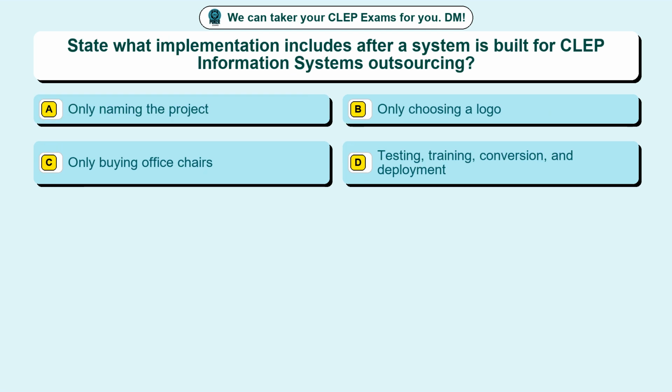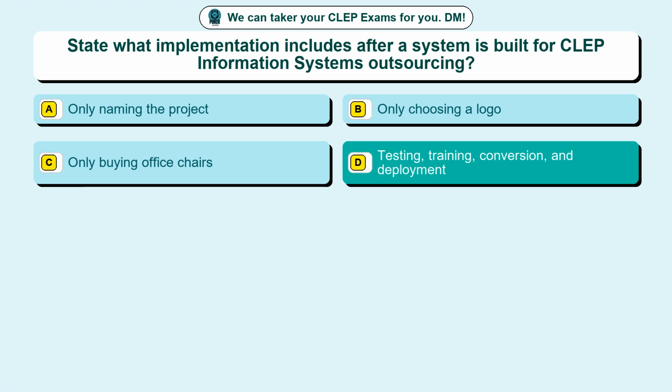Question 74. State what implementation includes after a system is built for CLEP Information Systems outsourcing. Option A, only naming the project. Option B, only choosing a logo. Option C, only buying office chairs. Option D, testing, training, conversion, and deployment.